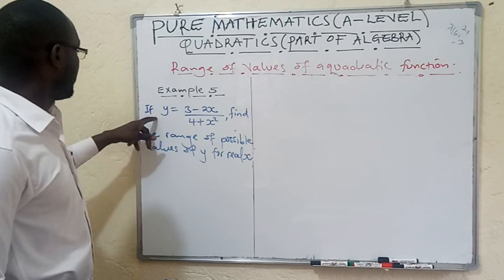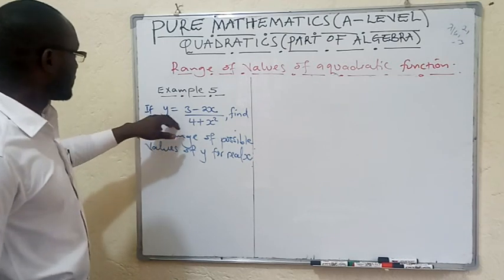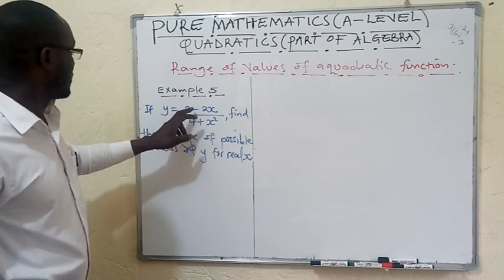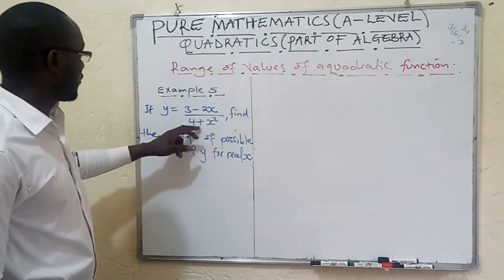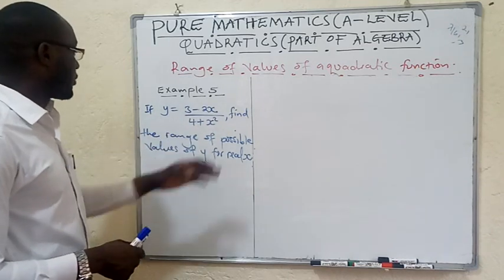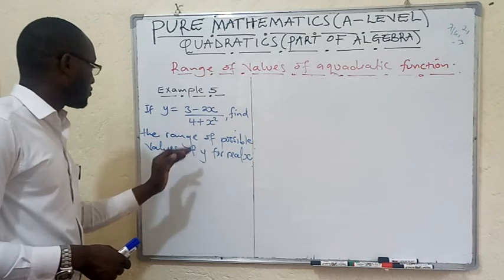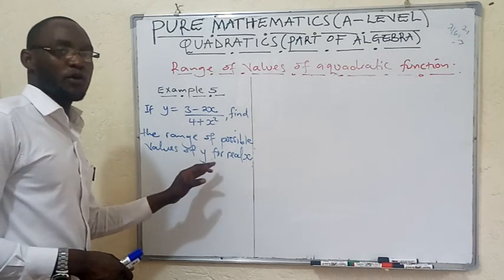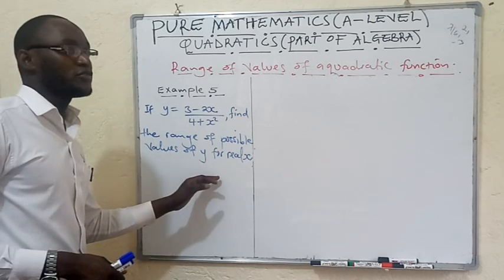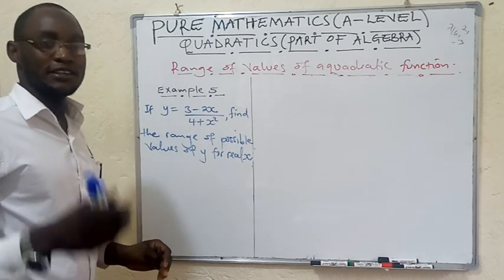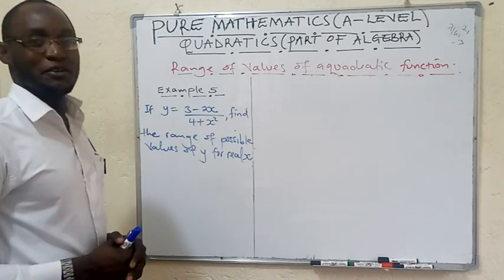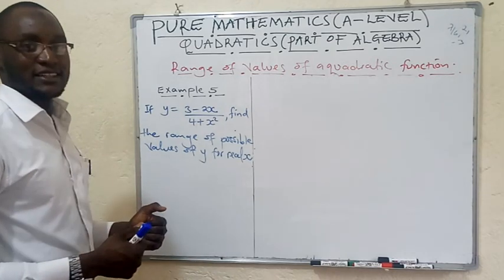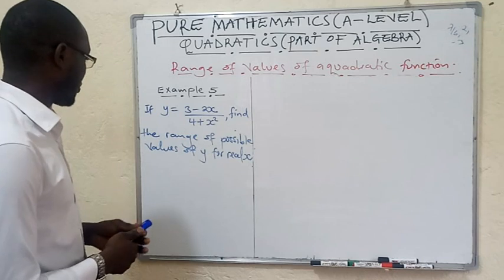example 5, we are given y as a quotient 3 minus 2x over 4 plus x squared. And we are told to find the range of possible values of y for real x. This time around we are not finding the range of values of x. What does this imply? Oh my dear, very twisted. So let us go and see the approach here.